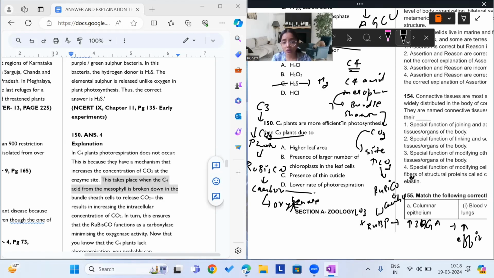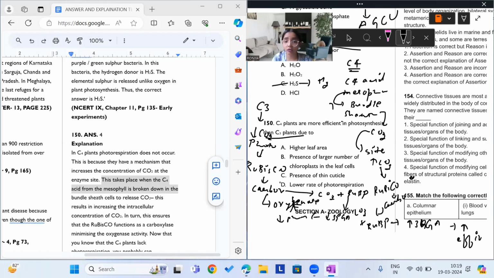So only some Rubisco enzyme functions as carboxylase, and only that combines carbon dioxide with RuBP. So this naturally decreases the amount of 3-PGA formed. A decrease in the amount of 3-PGA decreases the efficiency of photosynthesis. So this is nothing but photorespiration.